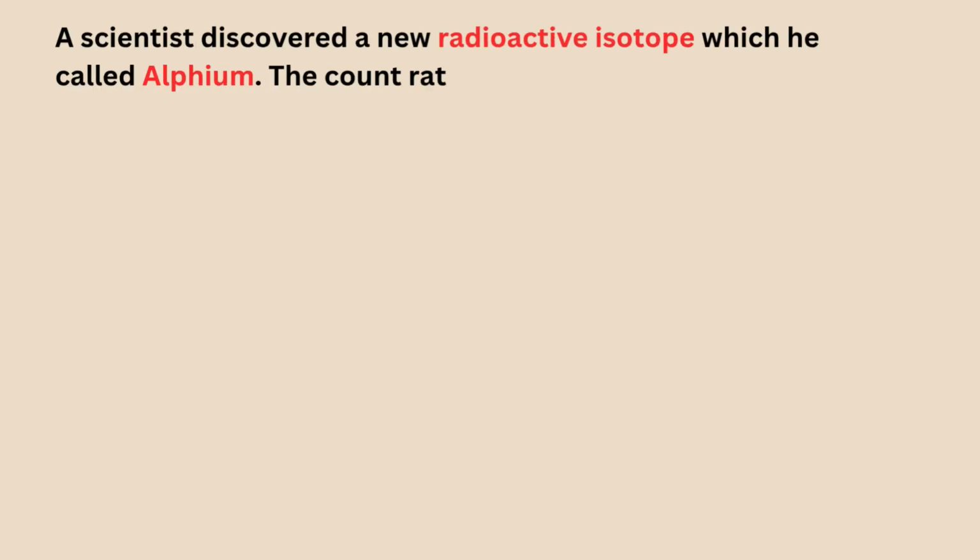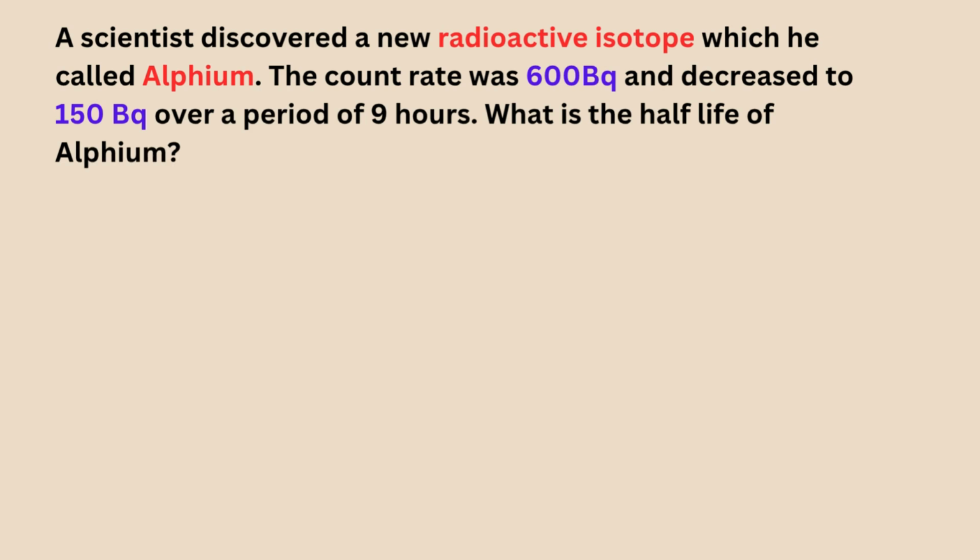A scientist discovered a new radioactive isotope, which he called alphium. The count rate was 600 becquerels and decreased to 150 becquerels over a period of 9 hours. What is the half-life of alphium? Now, the half-life is the time taken for the activity to halve.